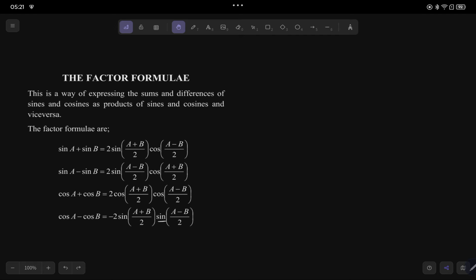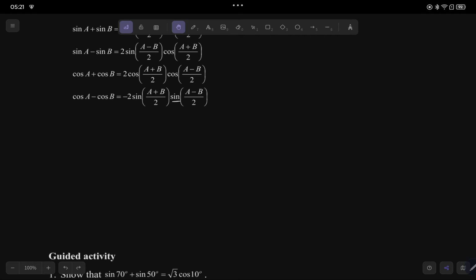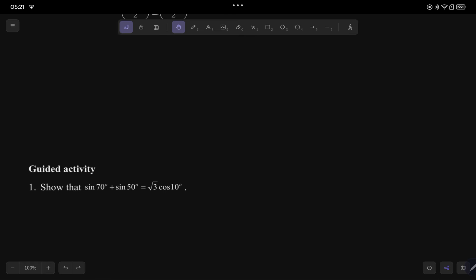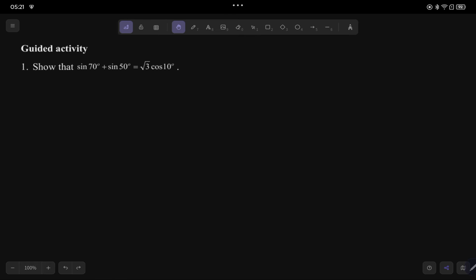Let's go straight to the activity. It will help us consolidate what we have seen. Number 1 says show that sine 70 plus sine 50 degrees is equal to root 3 cos 10 degrees.